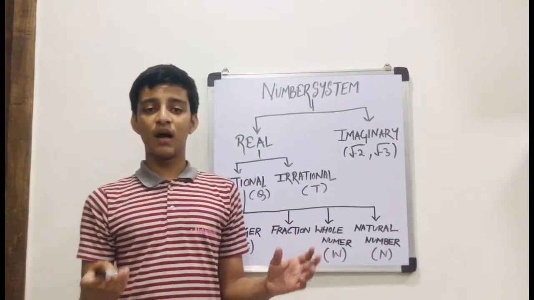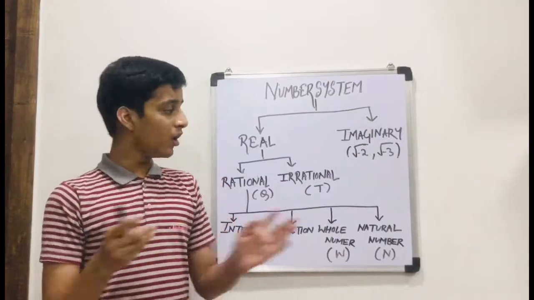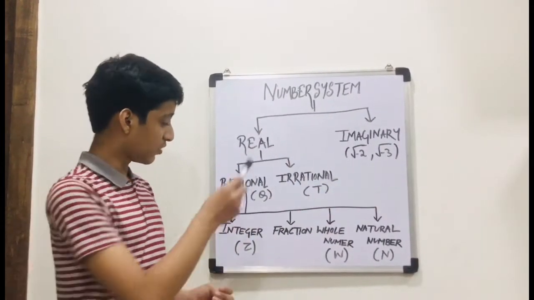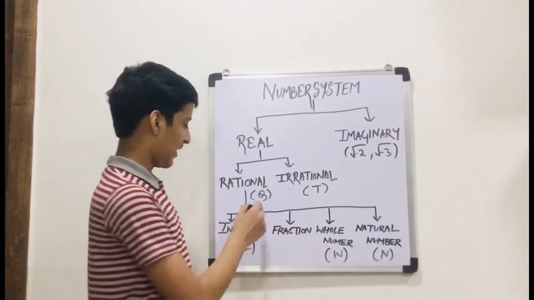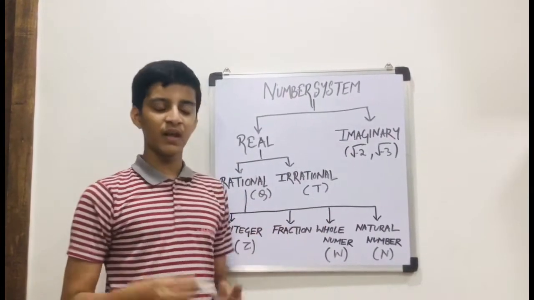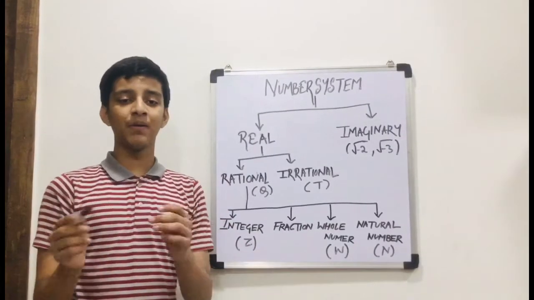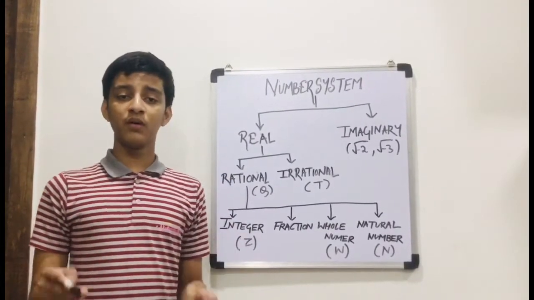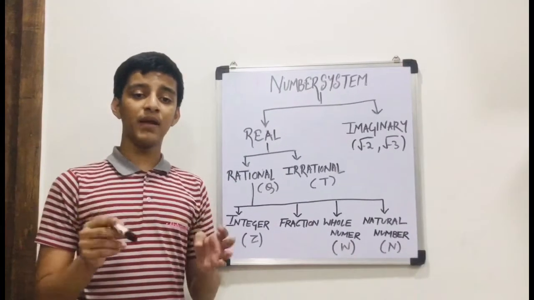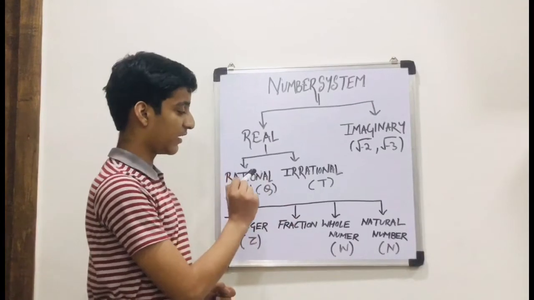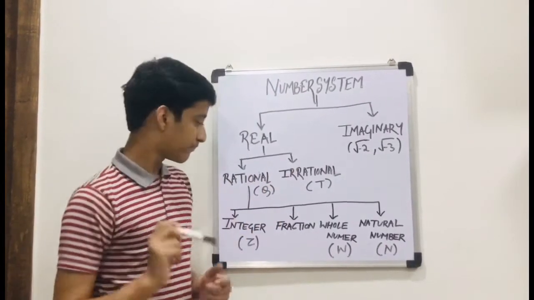Real numbers are those numbers which can be defined. All numbers other than imaginary numbers are real numbers. So real numbers are of two types, rational numbers and irrational numbers. Irrational numbers are those numbers which cannot be represented in p by q form, where q is not equal to 0 and p and q are integers. So irrational numbers are denoted by the letter t.